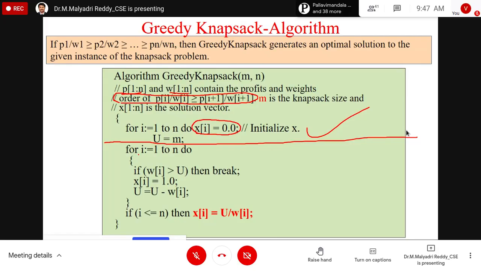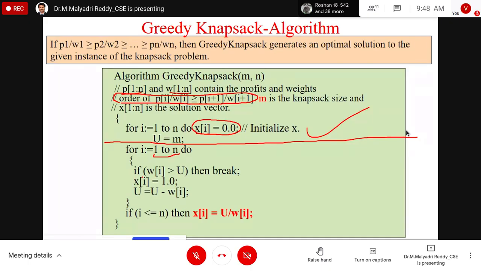Next we'll start the loop. Like for i is equal to 1 to n, we loop from starting to last. What is the meaning of 1 to n? First element to the last element. Like it is applicable for all items, profit. Yes. All right.